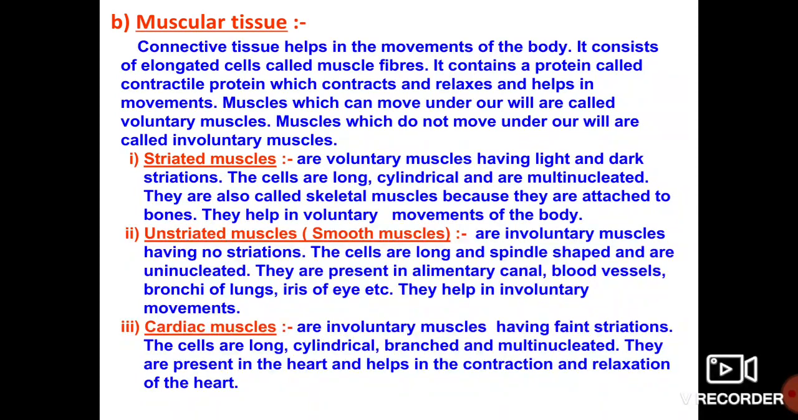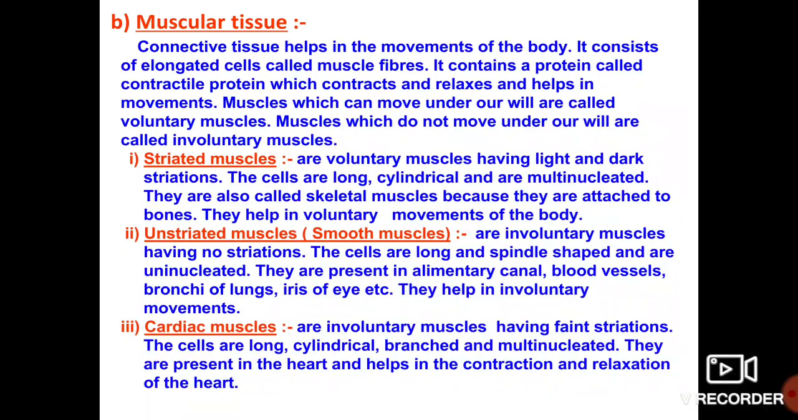Whatever smooth muscles there are, they are involuntary muscles, and they are present in the blood vessels, lungs, and bronchi of the lungs. Bronchi means the group of air bags, or air balloons, present in the lungs. That group of air bags or air balloons we call bronchi. And the iris of the eyes is also made up of smooth muscles.